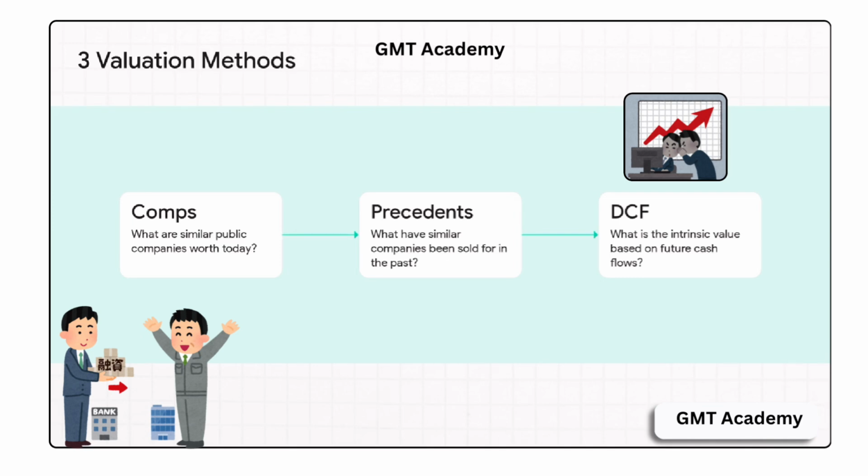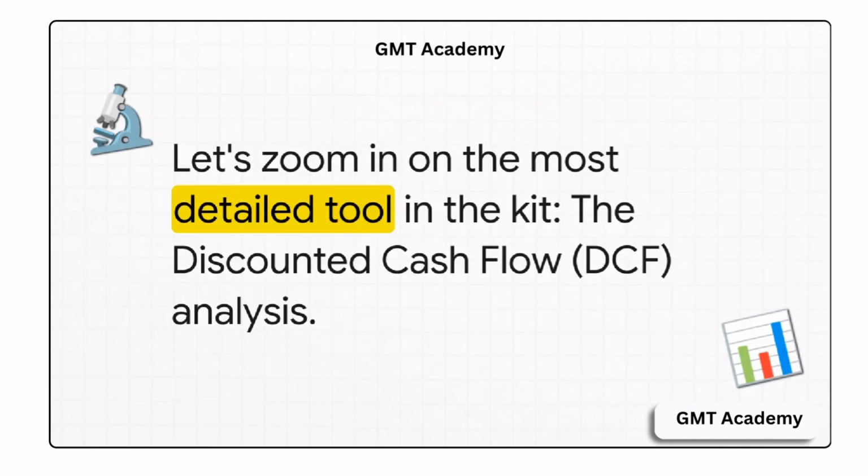And third, you have the DCF, which calculates a company's intrinsic value based on its future cash flows. That's like figuring out the house's value based on all the rent you could collect from it over the next 30 years. Now, of those 3, the discounted cash flow, or DCF, is the most fundamental. It's the one they really love to ask about in interviews because it gets to the heart of a company's ability to just generate cash. So yeah, let's zoom in on that.